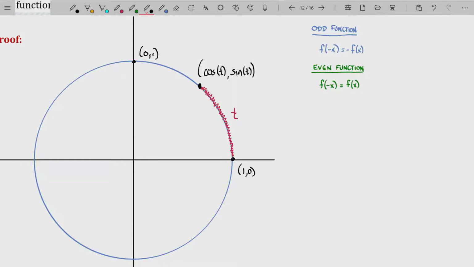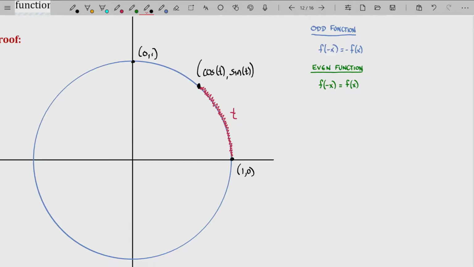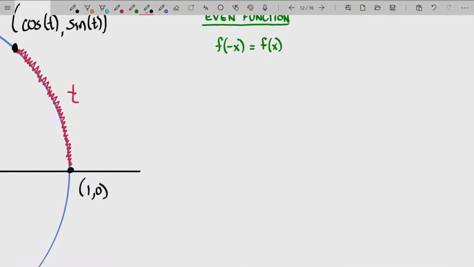And now what we're going to do with these functions is we're going to plug in to cosine, sine, tangent, cotangent, all that fun stuff. We're going to plug in the opposite of t and see what happens. So over here, I'll just start writing those out. And we're going to investigate what happens with those.